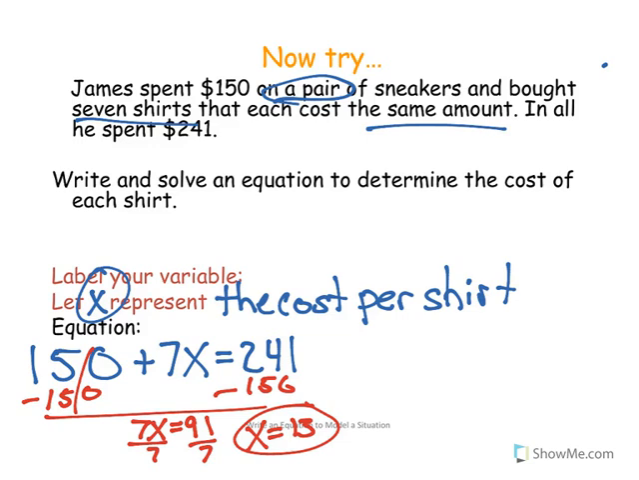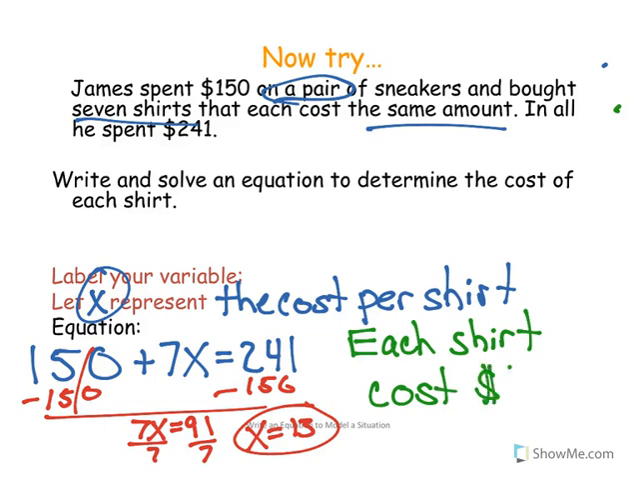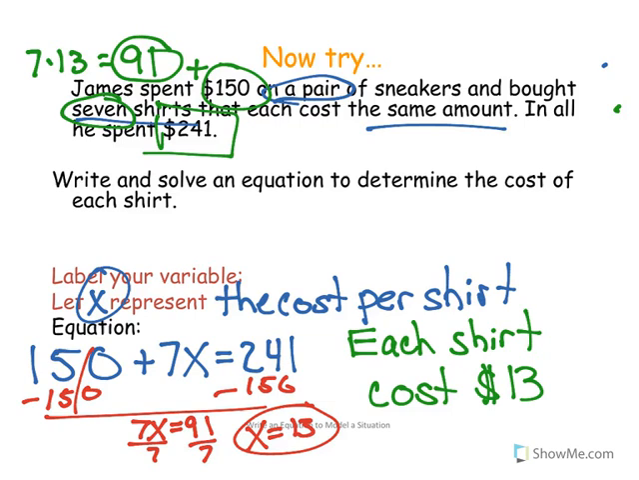But I'm not done, right? What does the 13 mean? Each shirt costs $13. Okay? Let's make sure we did this correctly. I don't know if this is correct. If I bought 7 shirts and they each cost $13, 7 times 13 is 91. So if I bought $91 worth of shirts plus $150 worth of sneakers, it's going to give me $241. So now I know with certainty that what we did was correct. My equation was good, we solved it correctly, and our answer works in the context of the problem.